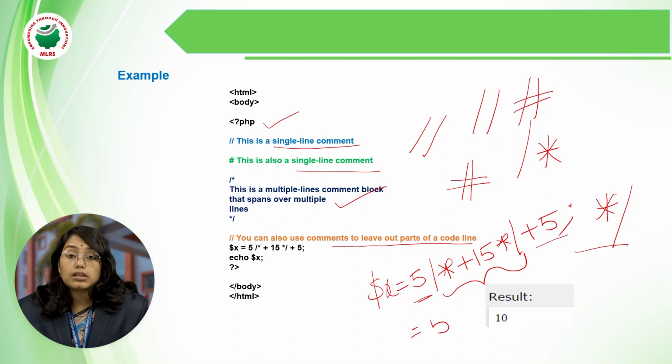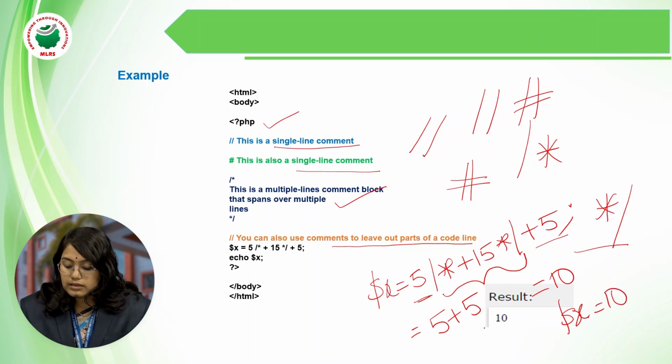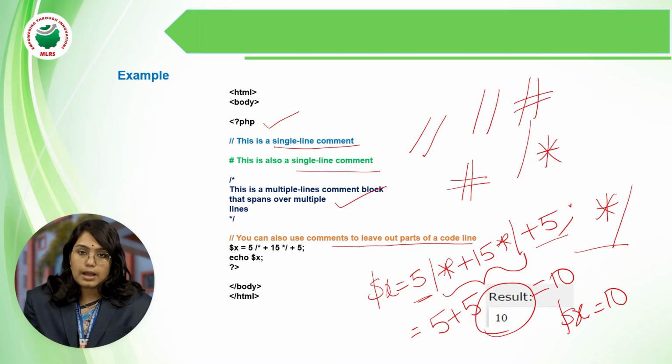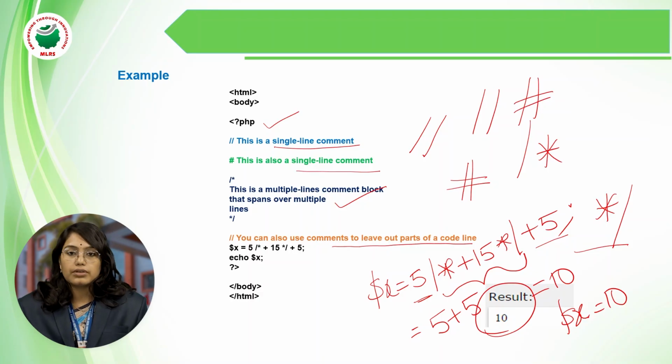So here the PHP script will ignore what is kept in comments. So it will be like 5 plus 5. 5 plus 5 is nothing but 10. So what is the $x value? 10. See, the result is 10. Clear with the comment example? Shall we go to the next slide?